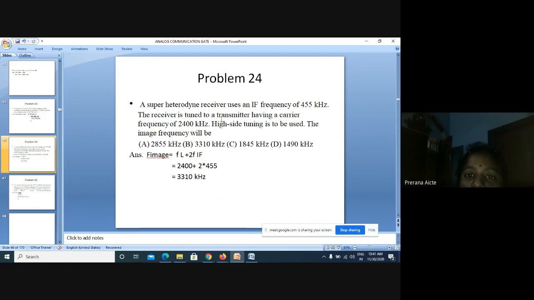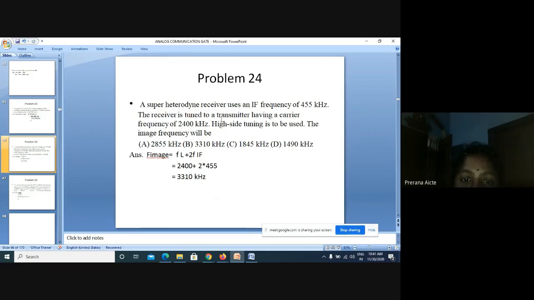A superheterodyne receiver uses an IF frequency of 455 kilohertz. The receiver is tuned to a transmitter having a carrier frequency of 2400 kilohertz. High side tuning is to be used. Then what is the image frequency?